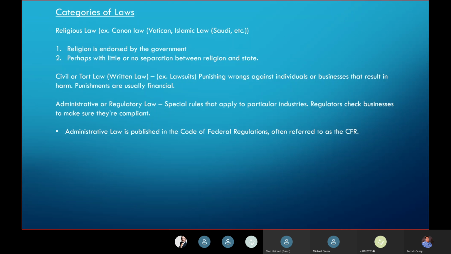Civil or tort law. This is also written law, like lawsuits, punishing wrongs against individuals or businesses that result in harm. Punishments are usually financially based. Administrative regulatory law. We see these a lot in our industry. Special rules that apply to particular industries. Regulators check businesses to make sure they are compliant. Administrative law is published in the Code of Federal Regulations, often referred to as the CFR. You'll see the CFR later, a little bit highlighted.